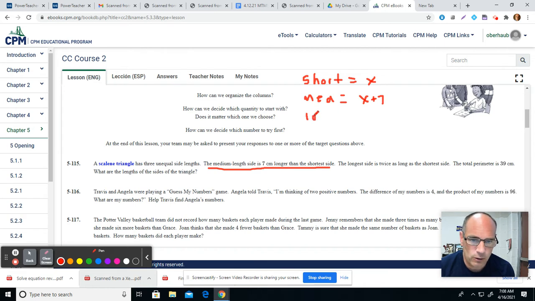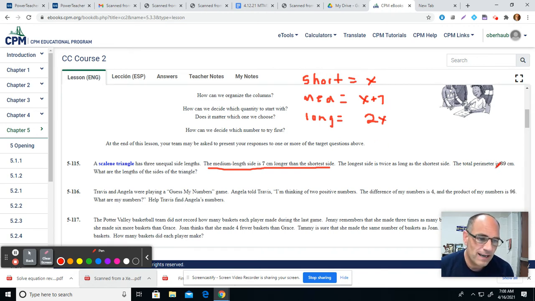Now it says that the longest side is twice as long as the shortest side. So if I take the shortest side and I double it, that would be the longest side, which is 2x. So here are my three sides.